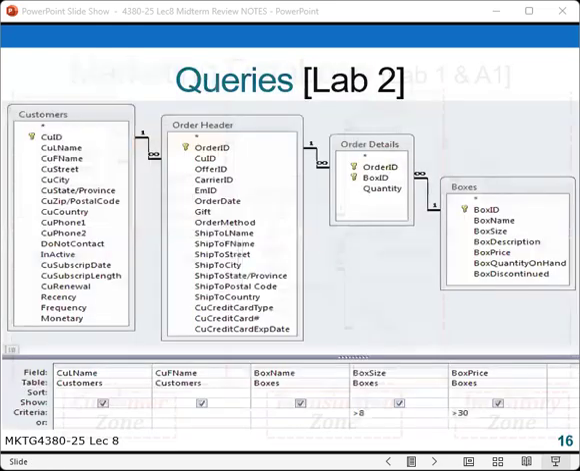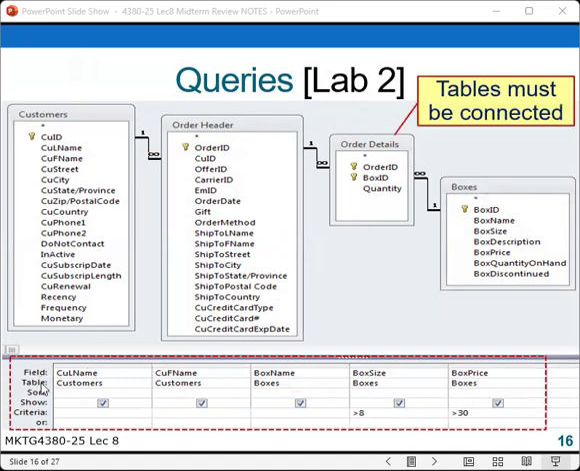The next lab we worked on was queries. So remember, first of all, you need to arrange the tables so you can see them fully. You want to select the fields. So really, if you just go through the components at the bottom here, you need to select which fields are included in your query. You want to specify any sorting in there. You need to decide whether to show the field in the result. Is that necessary? Then specify any criteria.